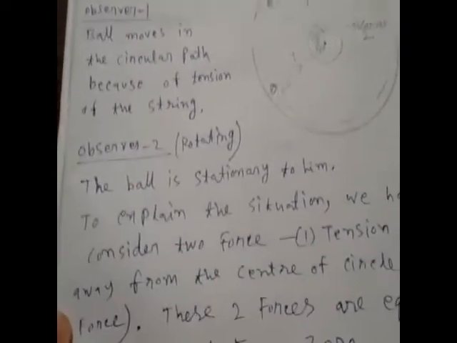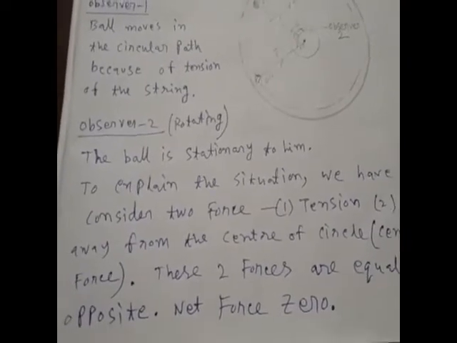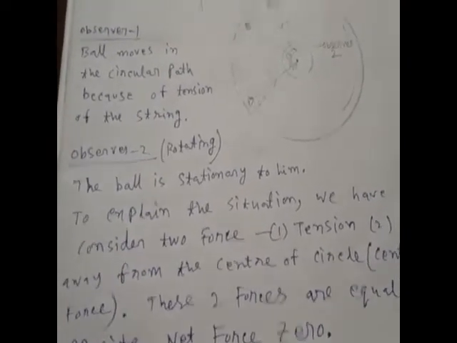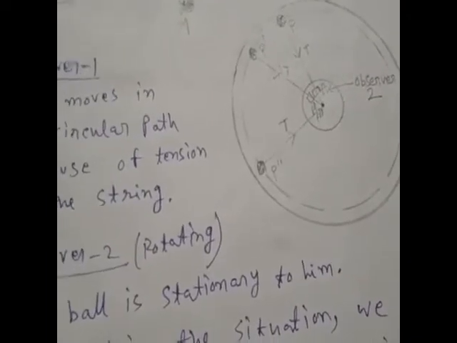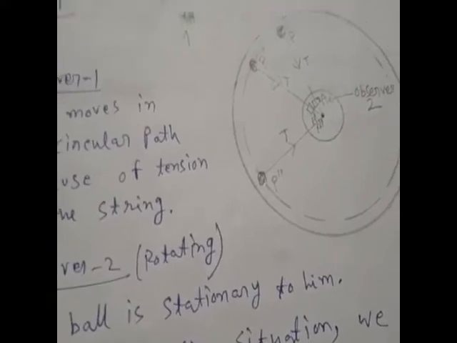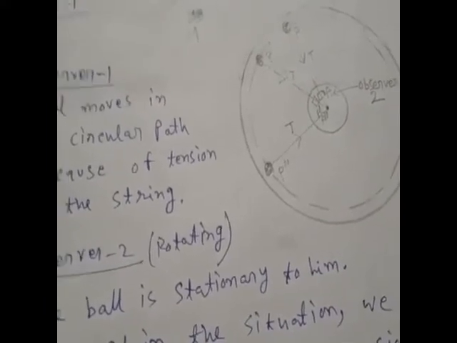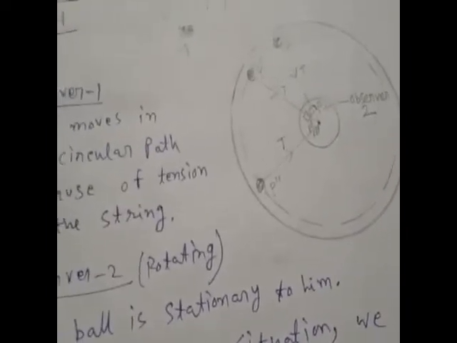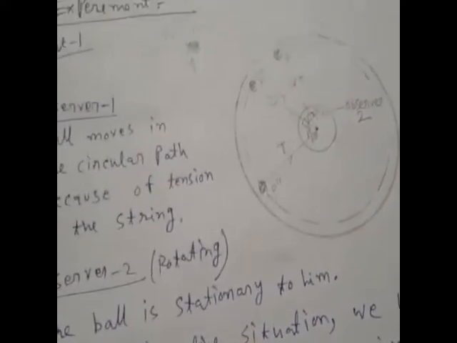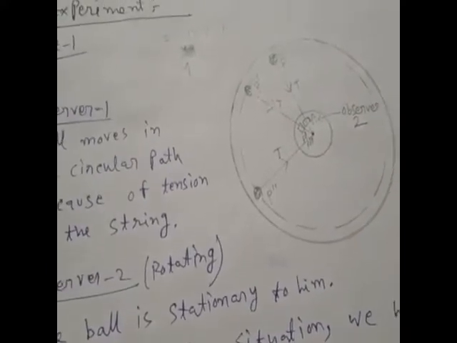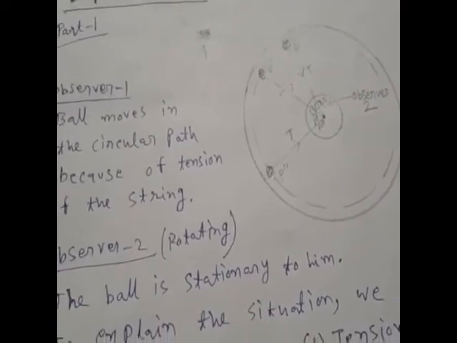But to explain the case of observer 2, the ball is stationary but the tension is acting in the inward direction, that means towards the center. Obviously another force is needed which is outward from the center, or away from the center, which can balance this force, because in the case of observer 2 the ball is stationary, so if there were any net force, the ball could not be stationary.